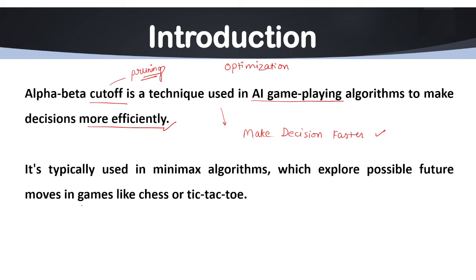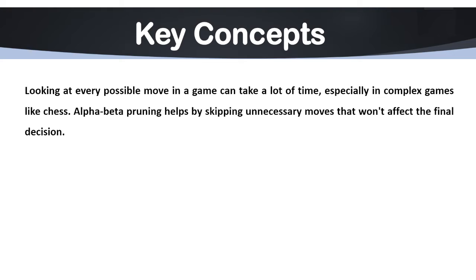All right, so as we have discussed earlier, such game-based algorithms are used to predict the possible future moves, right? Like games such as chess, tic-tac-toe, etc. Now, as you can see here, we have some key concepts related to this topic. If we talk about alpha beta pruning, it helps by skipping the unnecessary moves that won't affect the final decision. So this is how alpha beta cutoff works, right?